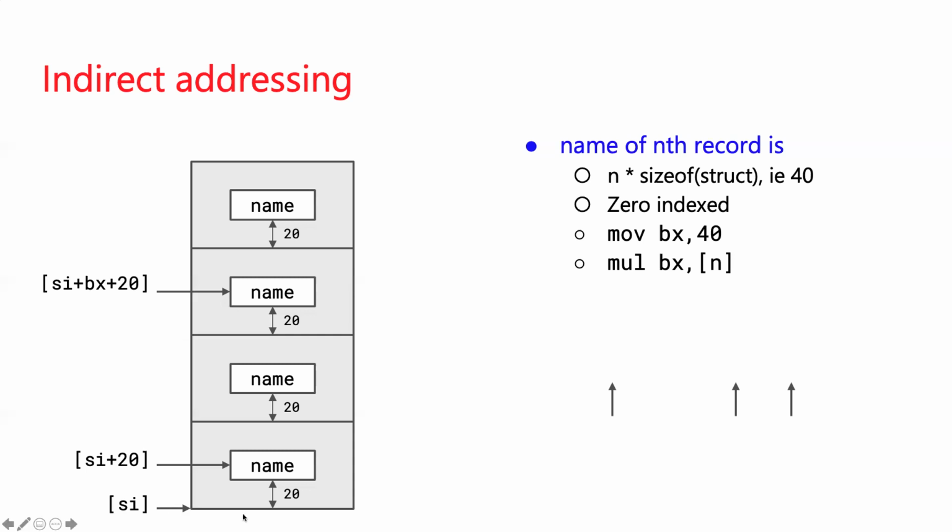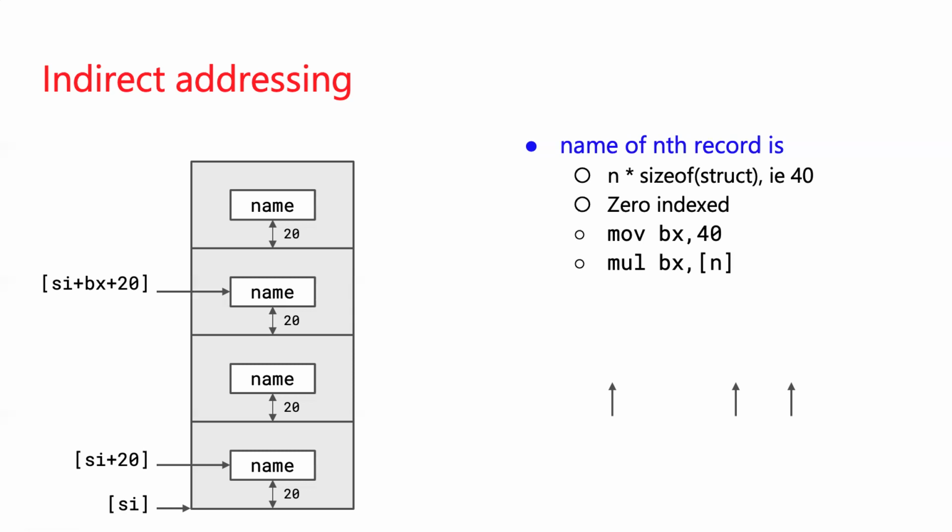If SI, just like the picture shows, is pointing to the start of the whole array, and in BX I can compute the offset, the number of elements I want to index times the size of the element. If I can put in BX how far the start of the element I want is from the start of the whole array, so that'd be n times 40, then I can use a fixed offset of 20 to get to this field. And we've learned all of the instructions we need to do that.